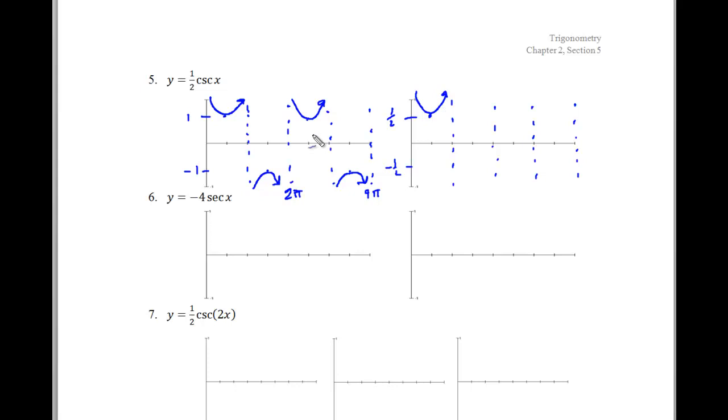So this is the location. If this was over here at pi over 2, then it's going to be the same over here. This is pi over 2 comma 1/2. This is going to be down here at 3 pi over 2, comma negative 1/2. And then this dot over here would be 5 pi over 2, comma 1/2. And this would be 7 pi over 2, comma negative 1/2.